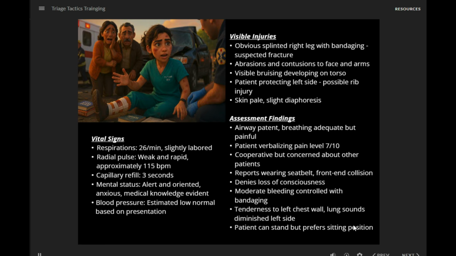Assessment findings: airway patent, breathing adequate but painful, patient verbalizing pain, level 7 out of 10, cooperative but concerned about other patients, reports wearing seatbelt, front-end collision, denies loss of consciousness, moderate bleeding, controlled with bandaging, tenderness to left chest wall, lung sounds diminished, left side, patient can stand but prefers sitting position. Click Next to continue.